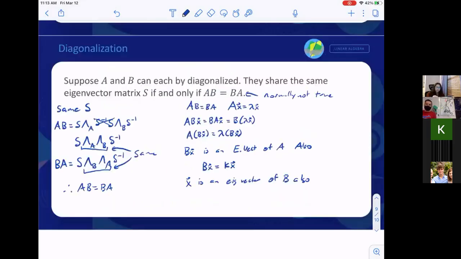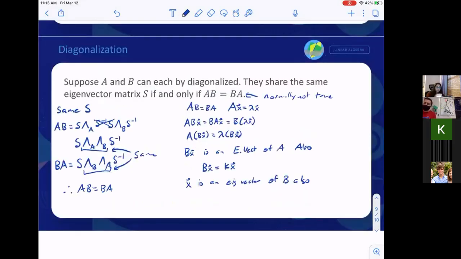But if we ever see the commutative property working for a certain set of matrices, that means they have the same eigenvectors. Or if you know they already have the same eigenvectors, you can use the commutative property with those two matrices. The eigenvalues don't matter. It's only the eigenvectors that have to be the same.